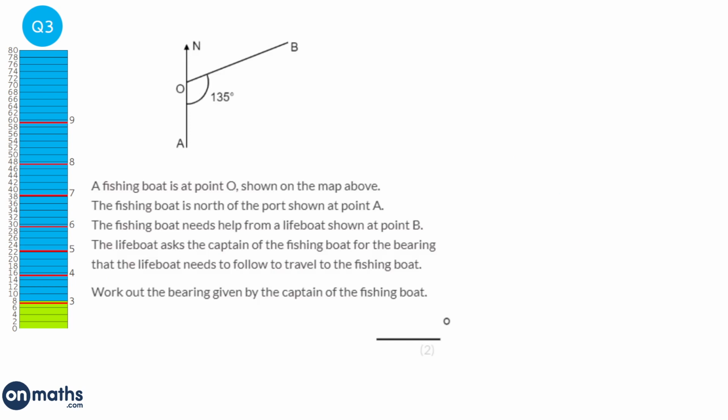When you read this question, it's basically asking you to find the bearing of O from B. The lifeboat is at B, so I'm going to draw a north line here. To find a bearing, you start from the north line and keep going clockwise. So we're going to look for this angle here. This angle, which is given to us in the question, and this angle here, which I'm going to call x, are going to be equal. So x is going to equal 135 degrees.